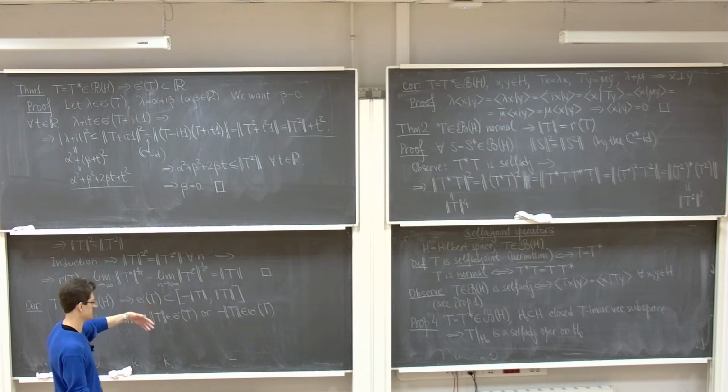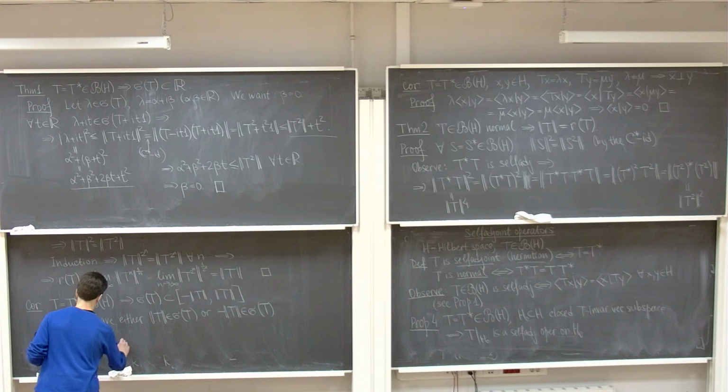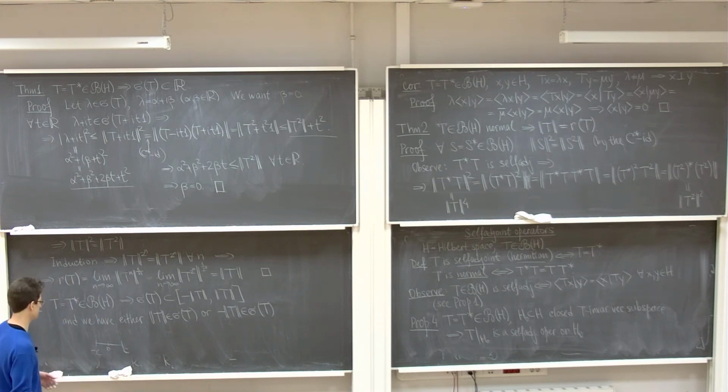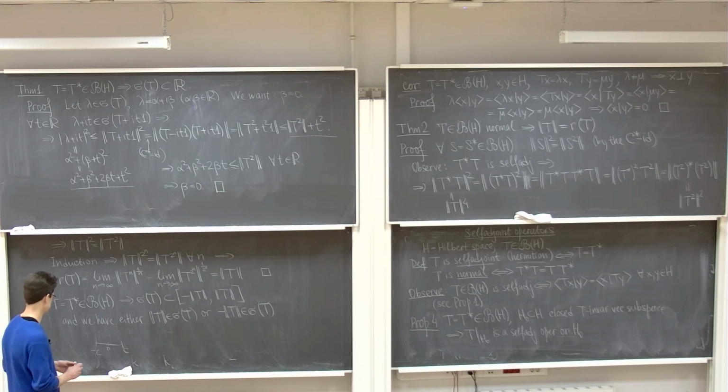I mean, by symmetric, I mean symmetric in the following sense. So this is the smallest interval of this form which contains the spectrum. So at least one of the ends is in the spectrum.